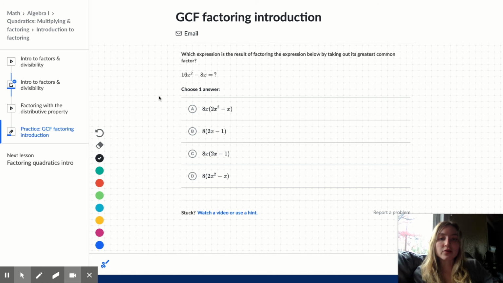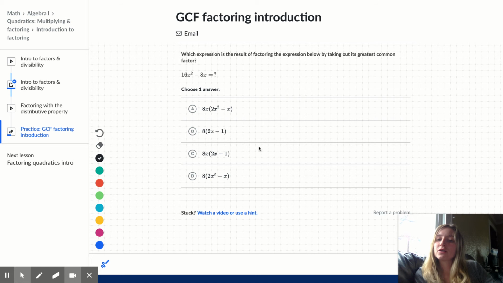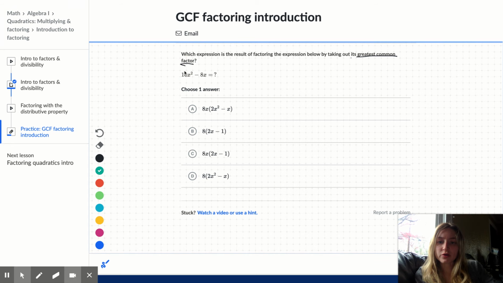So here's another greatest common factor problem, but I'm going to do it a little differently. I'm not going to look at any of the possible answer choices yet. I'm just going to work on finding the greatest common factor. So first, I want to look at just the starter numbers.